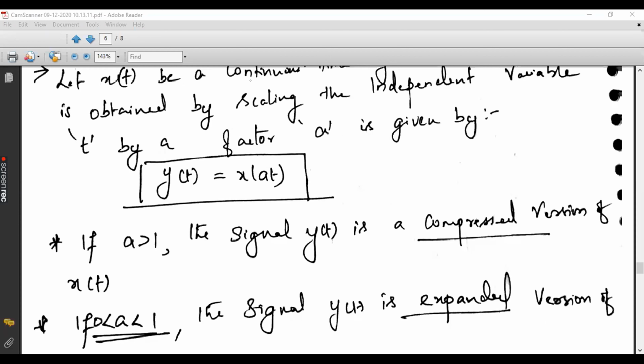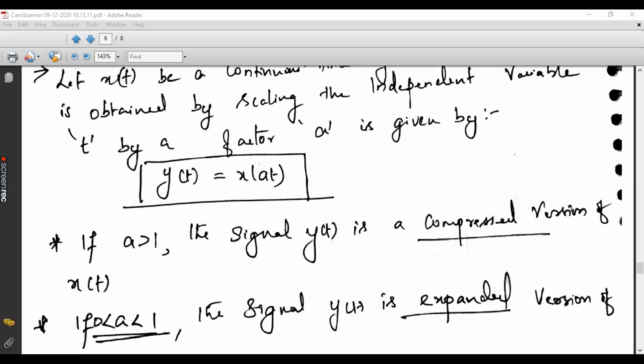Similarly, if a is less than 1, but not less than 0, that is 0 less than a less than 1, then in that case, we need to expand. For example, a is 0.5. 0.5 is nothing but 1 by 2. So how can we rewrite this x of at? It will now become x of t by 2, isn't it? a is half. So this is x of t by 2. In that case, you need to expand the signal by 2 times.